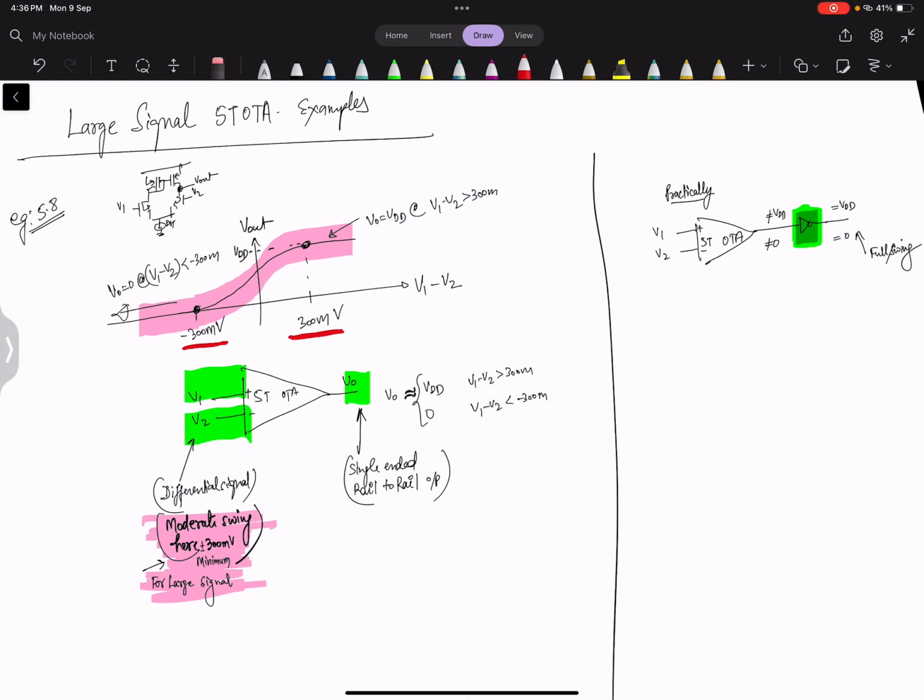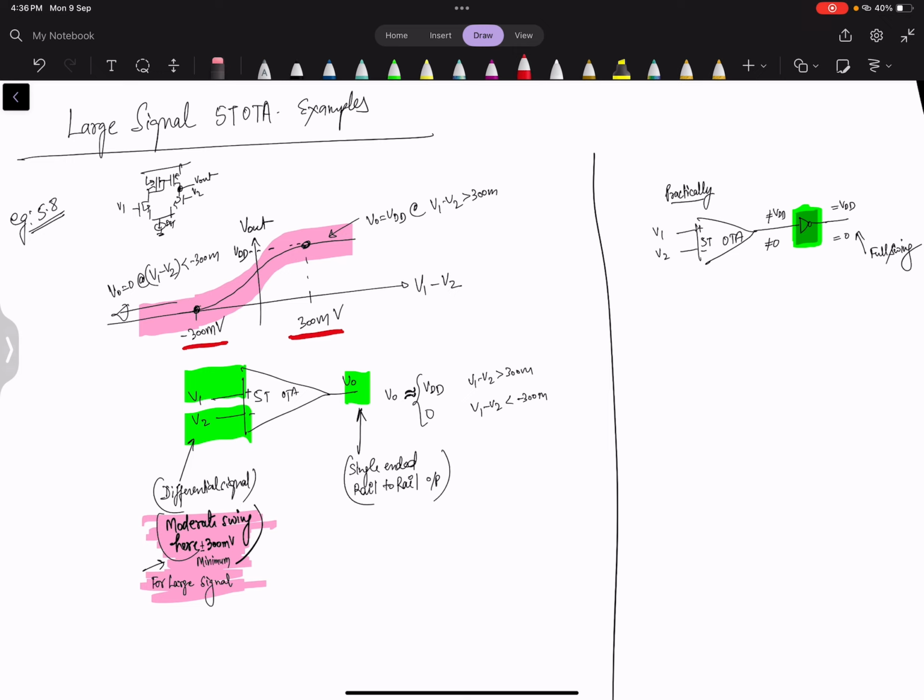Hello. In this video, we will see some examples of the large signal analysis, the large signal model of the 5 transistor OTA. So basically, we are not going to see the small signals, but in terms of large signal. That is, if the input swing is higher, then what will be the output voltage and how can we see the things.